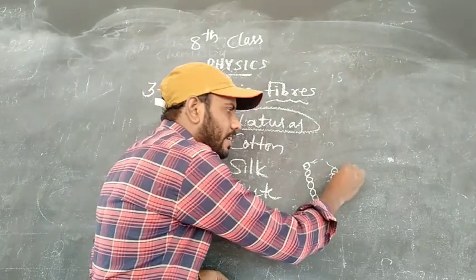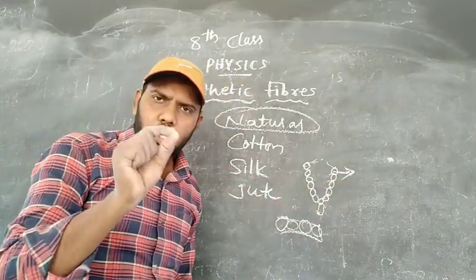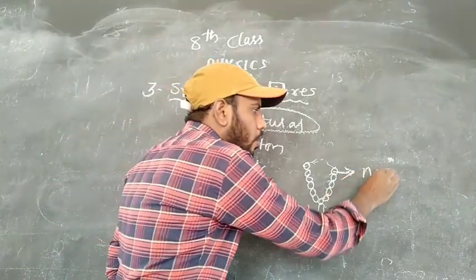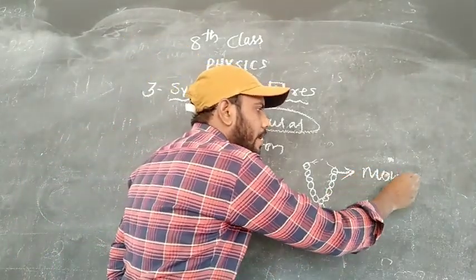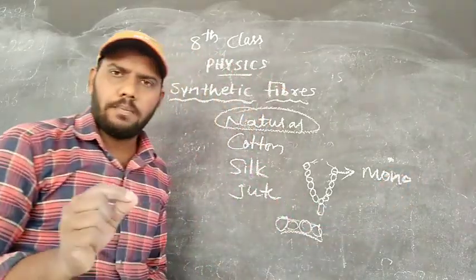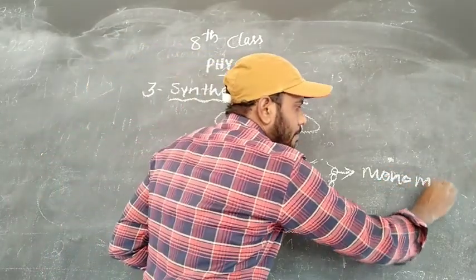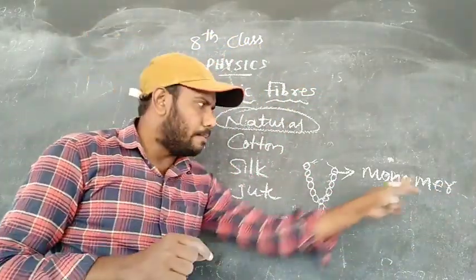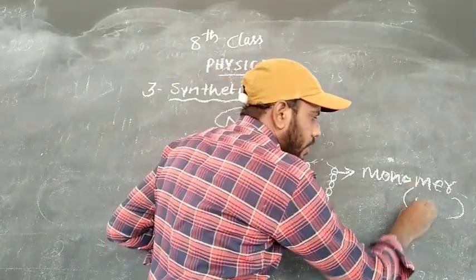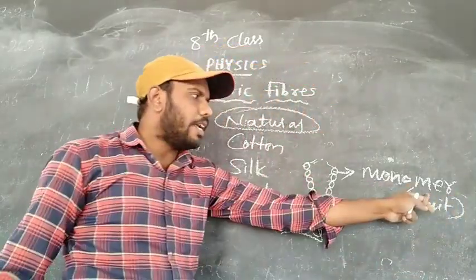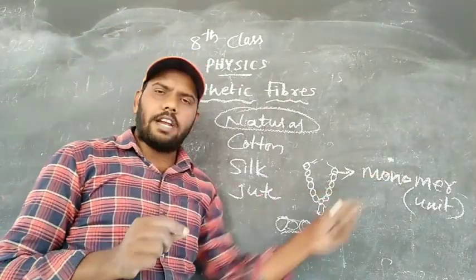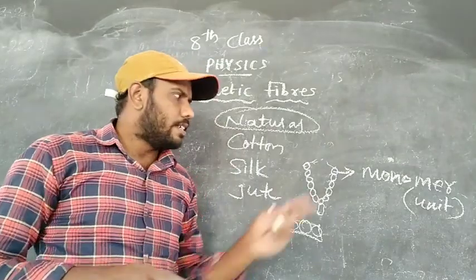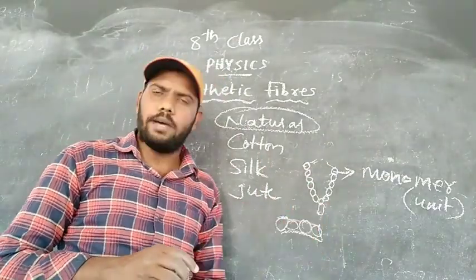From this chain, a single unit is called a mono. Mono means single. And remember mer. Mer means unit. It comes from the Greek word mer. So what is the meaning of mer? Unit. So monomer means single unit. A single unit is called a monomer.